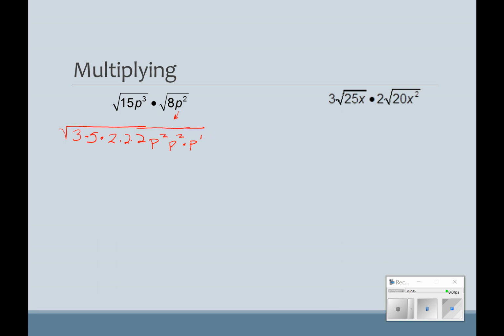So if you remember from the exponent stuff, we just have to add the exponents when we're multiplying. So that's why I can rewrite that. So now I've got a pair of 2's that are going to come out in front, and I have a pair of p squareds that are going to come out in front. So I'm going to get 2p squared in the front, and then I have 3 times 5 times 2 left inside, so that's 30, and then the p. So 2p squared times the square root of 30p.